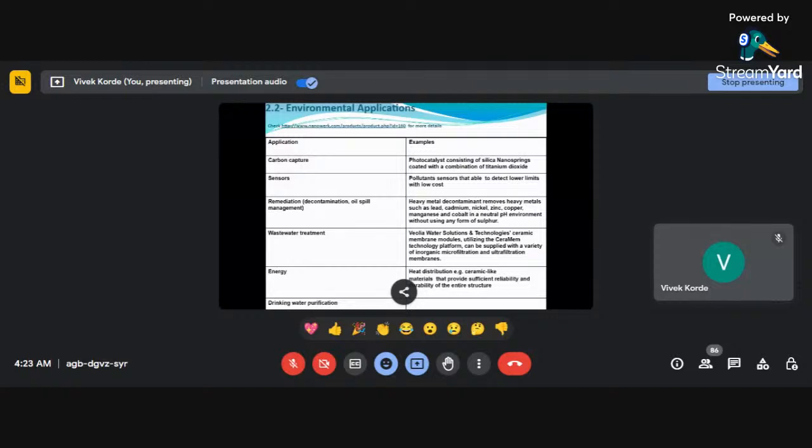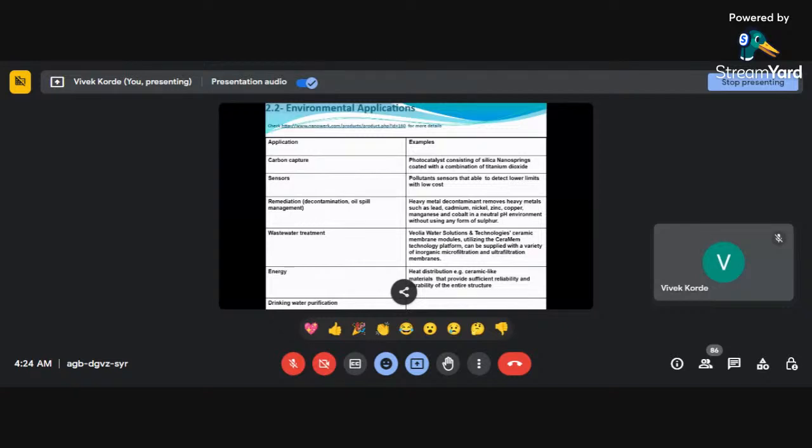Heavy metal contamination: removes heavy metals such as lead, cadmium, nickel, zinc, copper, manganese, and cobalt in a neutral pH environment without using any form of sulfur. So, in this way, we can use various particles in remediation also. Wastewater treatment. For wastewater treatment also, we can use nanotechnology, and we can give the treatment for that water. Veolia Water Solutions and Technologies, this is the company name. Ceramic membrane modules, utilizing the ceramics technology platform, can be supplied with a variety of inorganic microfiltration and ultrafiltration membranes.